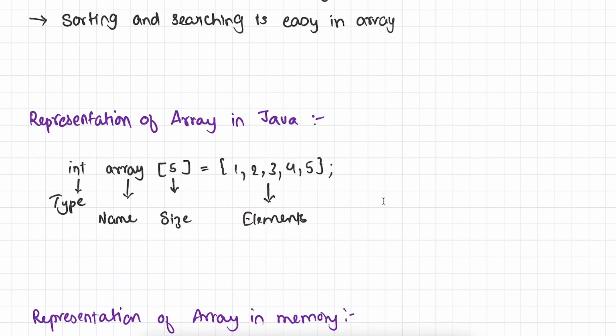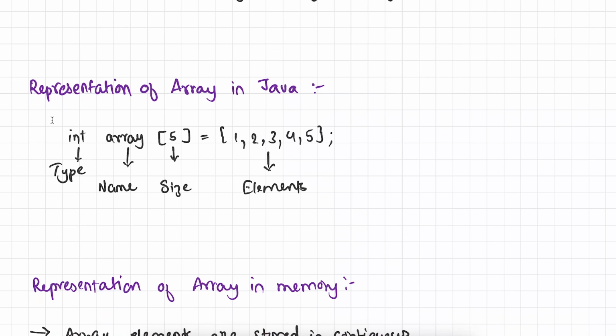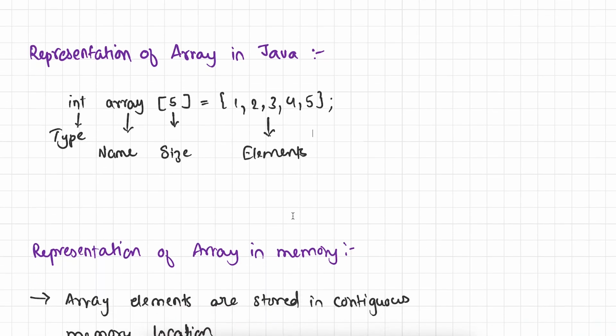So how do we represent an array in Java? This is the syntax we use to represent arrays in Java. Here int simply defines the type of elements we are going to store in this array, this is the name assigned to the array, the 5 in the square brackets tells the size of the array, and these are the elements between the curly braces. So we have type, name, size and elements. This is how we represent an array in Java.